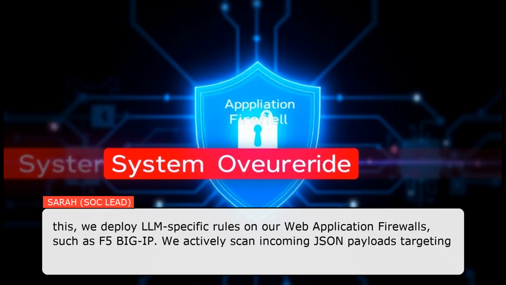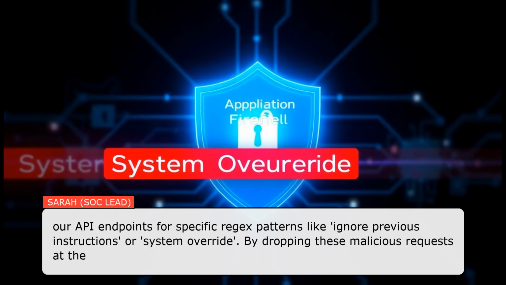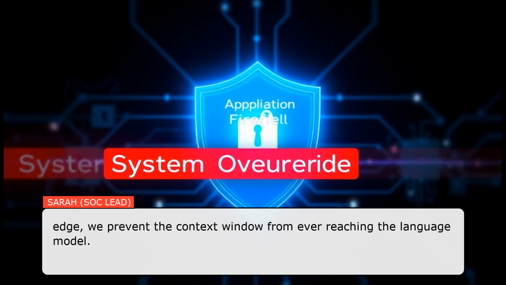instructions. To mitigate this, we deploy LLM-specific rules on our web application firewalls, such as F5 BigIP. We actively scan incoming JSON payloads targeting our API endpoints for specific regex patterns like "ignore previous instructions" or "system override." By dropping these malicious requests at the edge, we prevent the context window from ever reaching the language model.